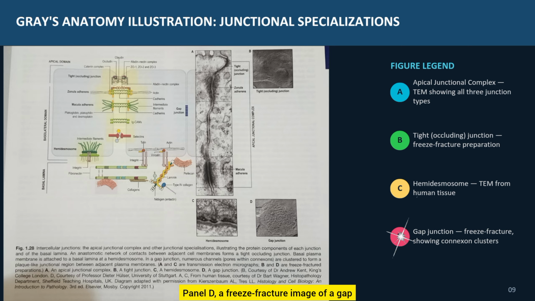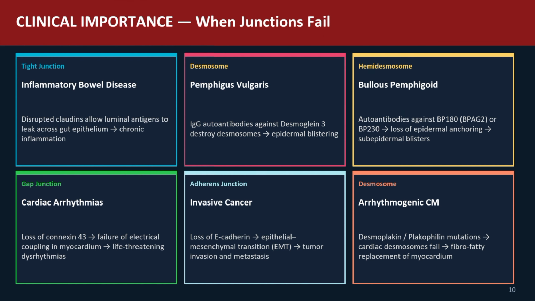Panel D, a freeze fracture image of a gap junction, showing the beautiful cluster of connexon particles packed together like a plaque. When you look at histology slides in your exams, knowing what to look for at the electron microscope level is what separates a good answer from an excellent one. Let's now talk about what happens when junctions fail, and why this matters enormously for clinical medicine.